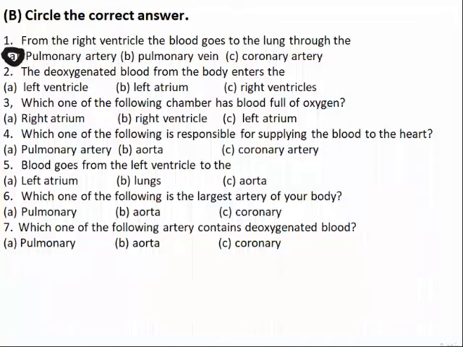The deoxygenated blood from the body enters the... how does the deoxygenated blood enter the heart from the body? Through the left atrium. Sorry, this option is wrong in your book. You have to change this left to right. So we change this left to right and write here the right answer: through the right atrium the deoxygenated blood from the body enters the heart.